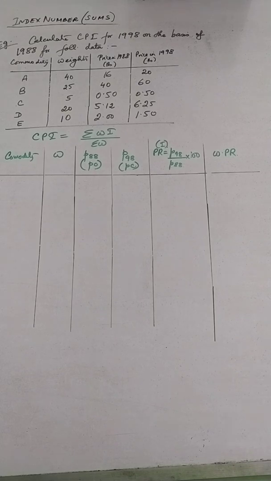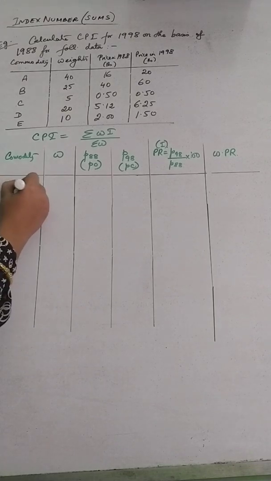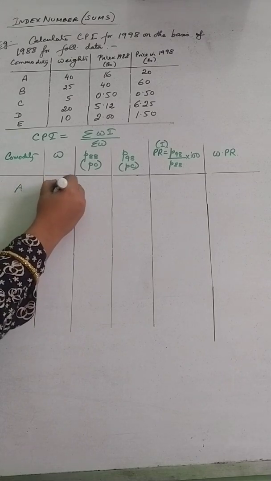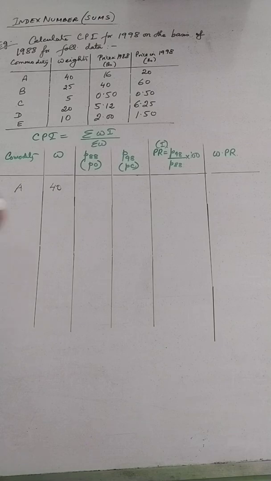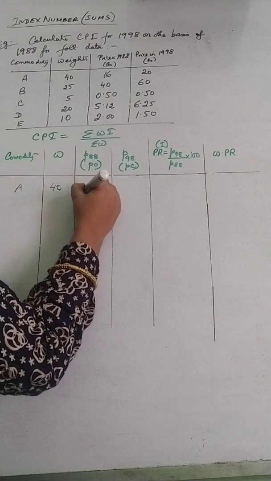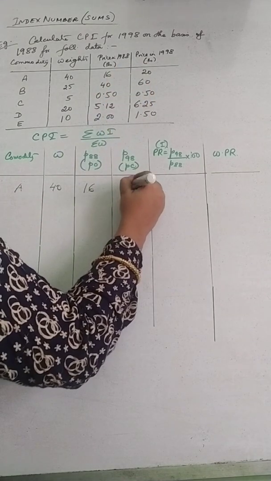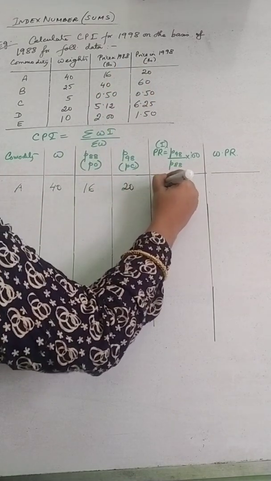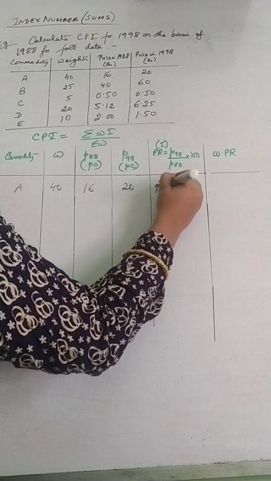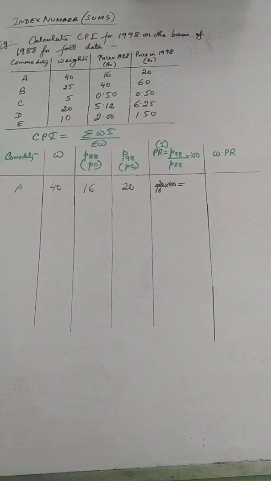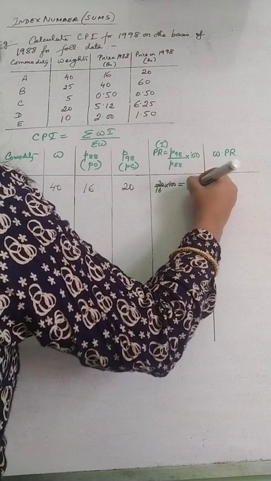So we fill up the columns, that is A, B, C, D, E. A, for which weight is 40. P88 is your 16. This is P88. P98 is your 20. So P98 by P0 into 100. That is giving you how much? 20 by 16. So it will cancel and give you 125.